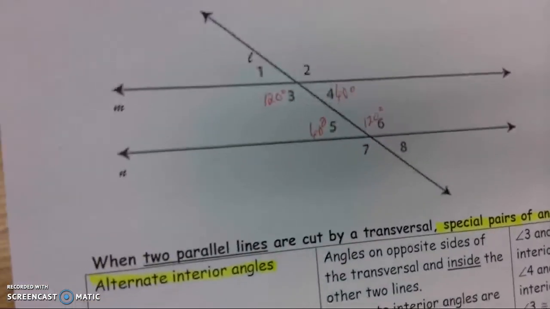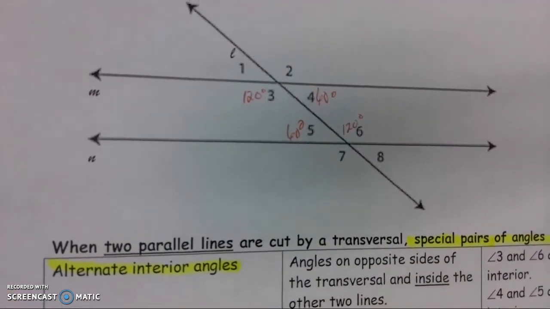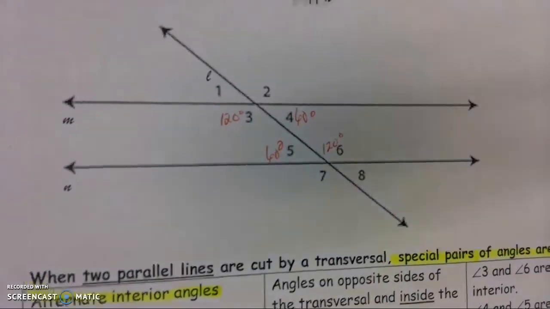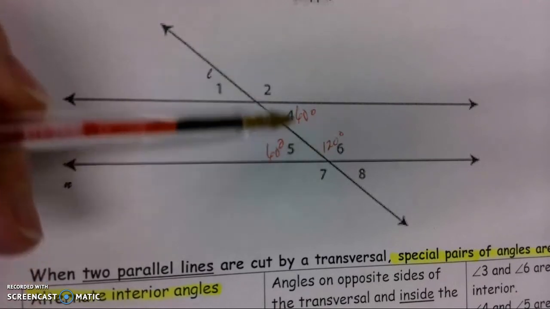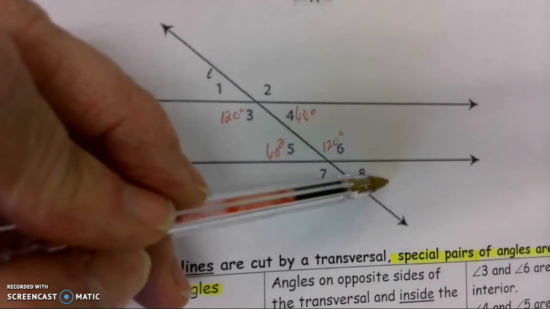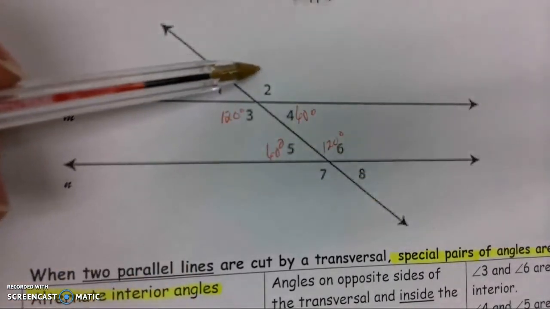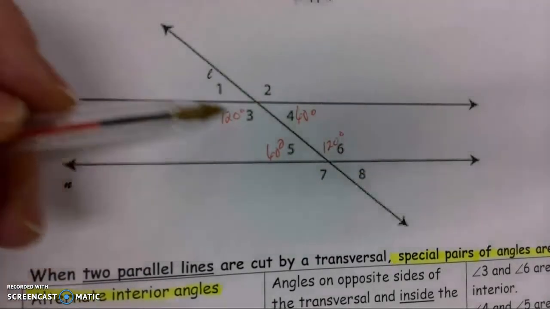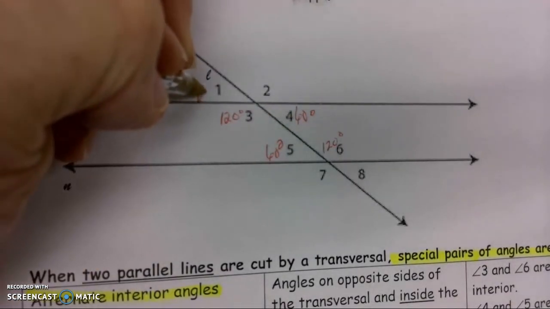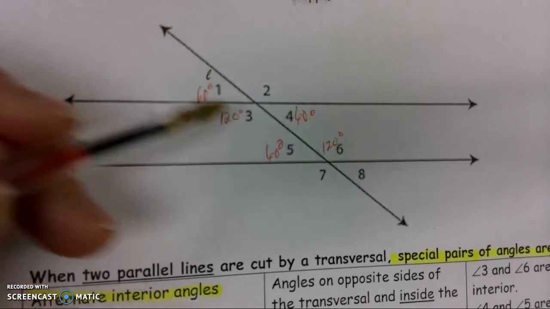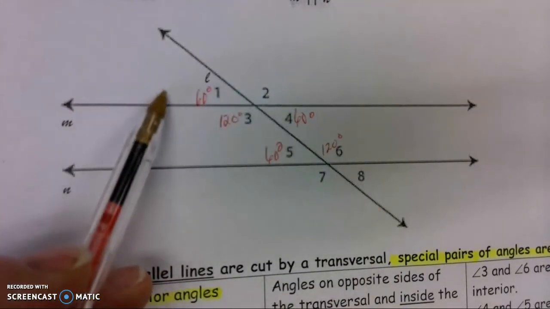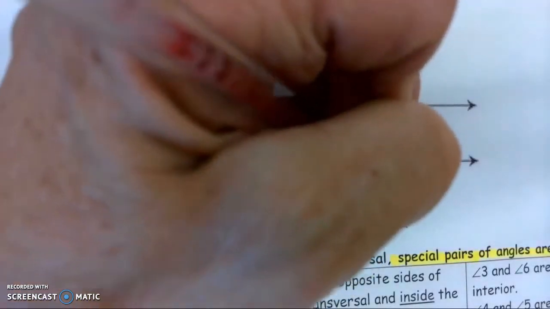Now, again, alternate interior are inside. Well, alternate exterior are on the outside of the parallel lines. So again, I have two pairs. Opposite sides, outside the other two lines. Alternate exterior angles are also congruent. Well, I can figure out angle 1 a couple ways. 4 and 1 are vertical, so that's 60 degrees. 1 and 3 are supplementary, 180. But now I also know that angle 8 is 60 degrees because they're alternate exterior angles.